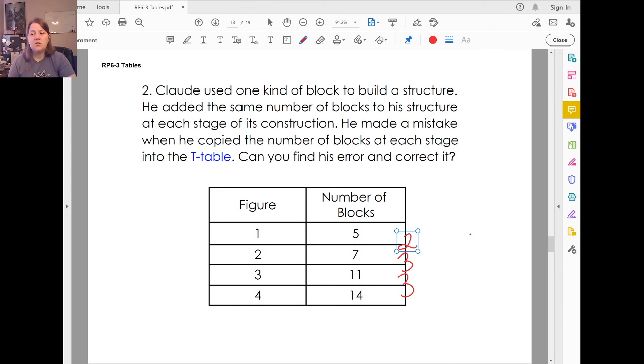If we were to correct it, you might either change the 5 into a 4 to make that a 3 gap, or you might only increase things by 2. 5, 6, 7, 8, 9, 10, 11. 2 possible ways that you might have looked about correcting this without having any more information from Claude.